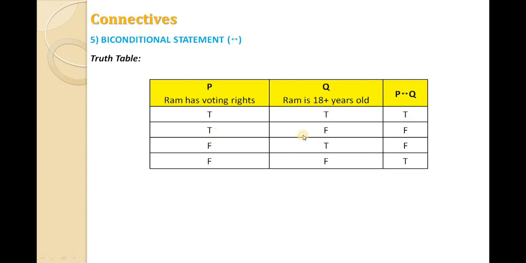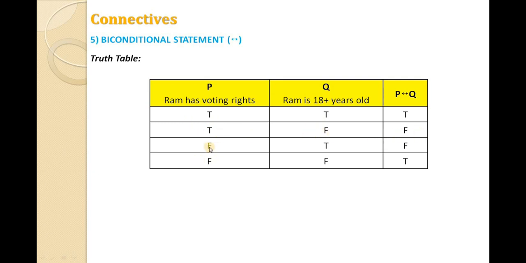For the second, Ram has voting rights, it is true. But Ram is 18 plus years old, that is false. Means Ram has voting rights, but Ram is not 18 plus years old. That is not possible because for voting rights, your age must be 18 plus years. That's why the final conclusion for this statement is F. Means if it is T F, then it is F.